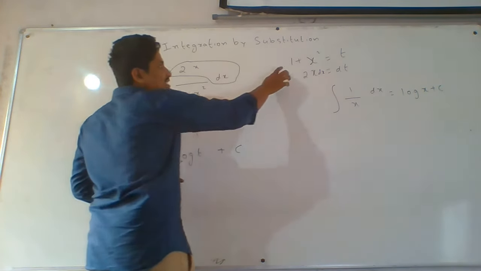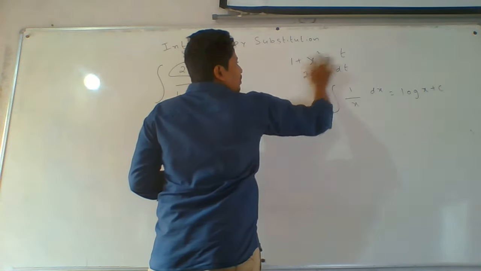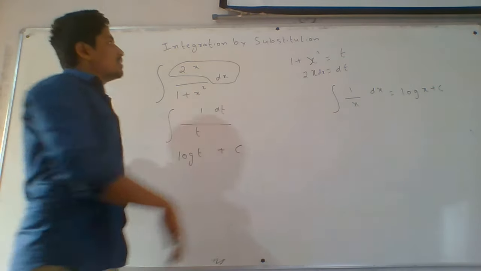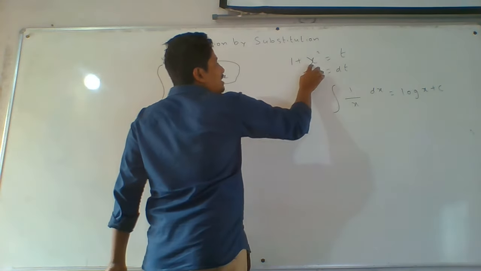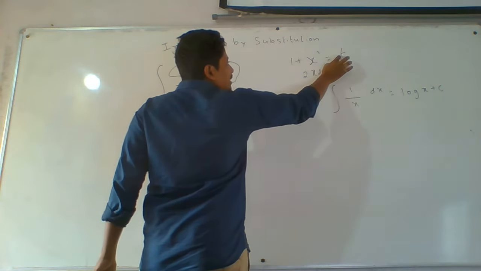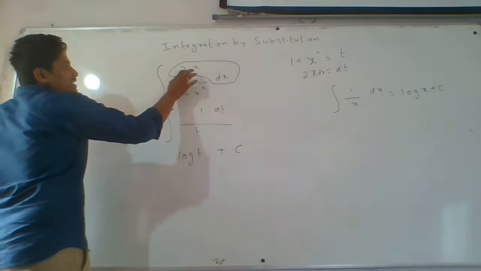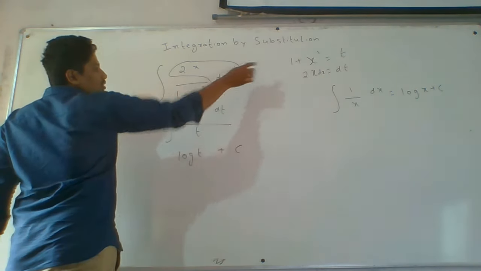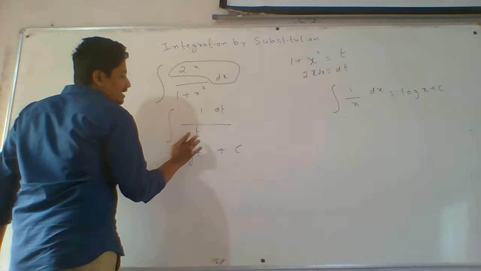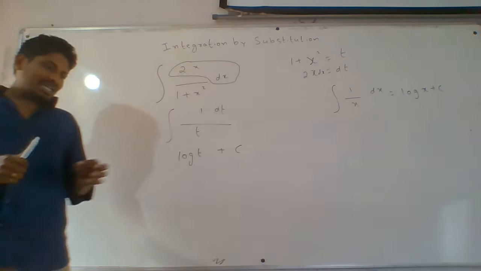If 1 plus x square is considered as t, apply derivative on both sides with respect to variables, not with respect to x, with respect to variables. What is derivative of 1? It is 0. What is derivative of x square? It is 2x into dx equals derivative of t, it is dt. Now, in the given function, 2x dx equals dt. 1 plus x square equals t. Keep it in mind.